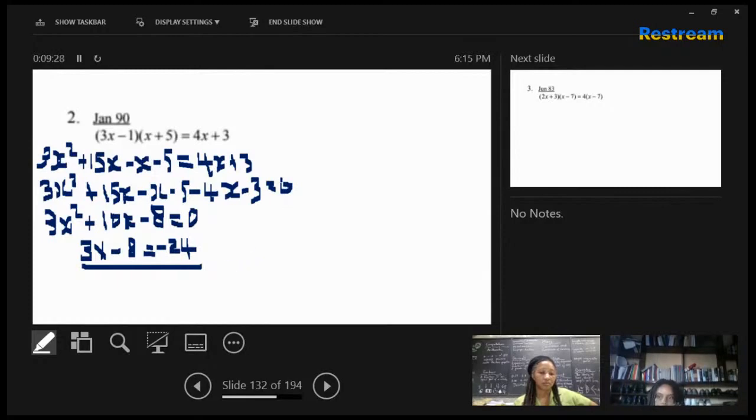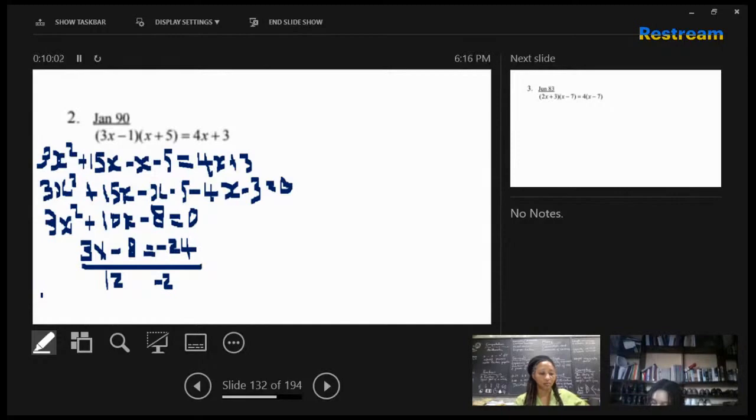So we're going to find which two numbers, when you add or subtract them, you get 10, and they are factors of negative 24. There's that one. Oh, yes, 12 times negative 2. So 12 minus 2 will give you 10.